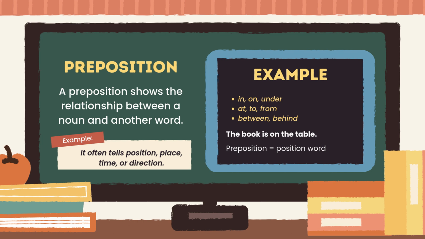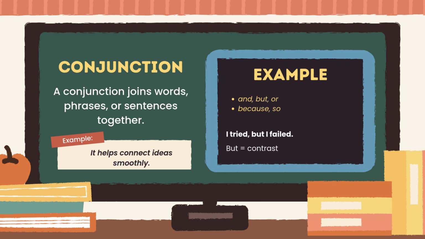Then comes conjunctions. Conjunctions join words, phrases, or sentences together. इनको हम जोड़ने वाले वर्ड्स कहते हैं. वर्ड्स या सेंटेंस को जॉइन करता है ये वर्ड. फॉर एग्जाम्पल एंड, बट, और, बिकॉज, सो. आई ट्राइड बट आई फेल्ड. हियर बट इज इक्वल टू कॉन्ट्रास्ट. मैंने कोशिश करी बट मैं फेल हो गया. A quick tip: it helps connect ideas smoothly.